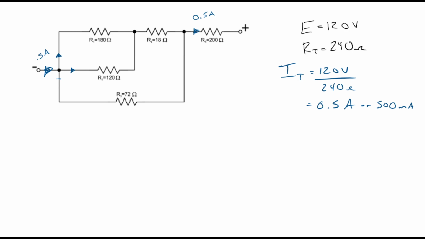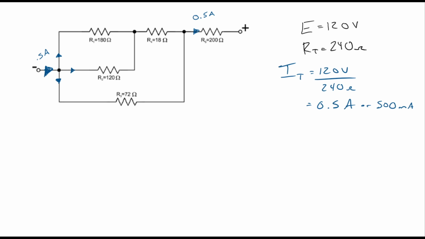And there's a couple of different ways that I can do this. But what I'm trying to figure out is the current entering this junction has to equal all 3 of these currents leaving this junction. And we know, based on Ohm's law, that the current is inversely proportional to its opposition. So the lower the opposition, the higher the current. The higher the opposition, the lower the current.